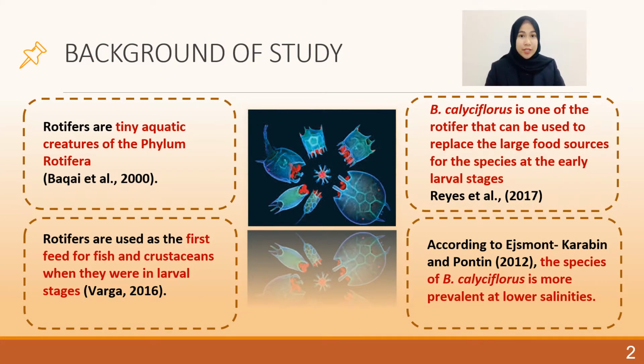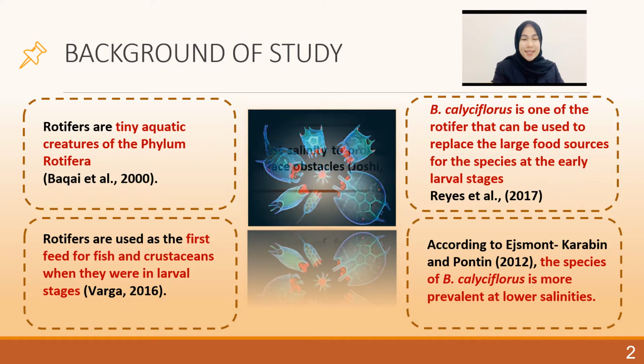So what is rotifer? In general, rotifers are confined mainly to freshwater. Salinity therefore plays a vital role in the diversity, survival, and reproductive capacity of an individual rotifer. Rotifers are used as the first feed for fish and crustaceans when they are in larval stages. Several species at the early larval stages cannot consume certain sources because their mouth openings are very small. Therefore, B. calyciflorus can be used to replace the large food sources for the species at early larval stages. The species B. calyciflorus also is more prevalent at lower salinities.